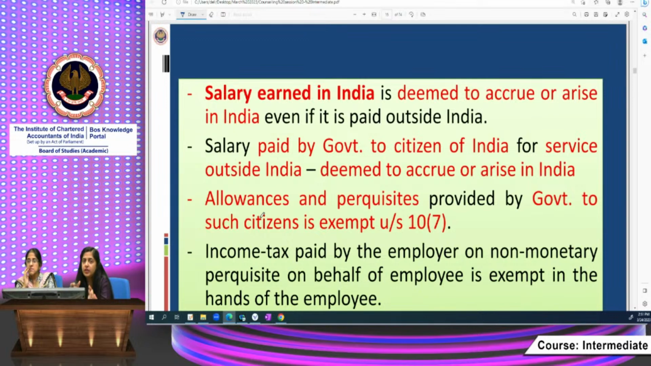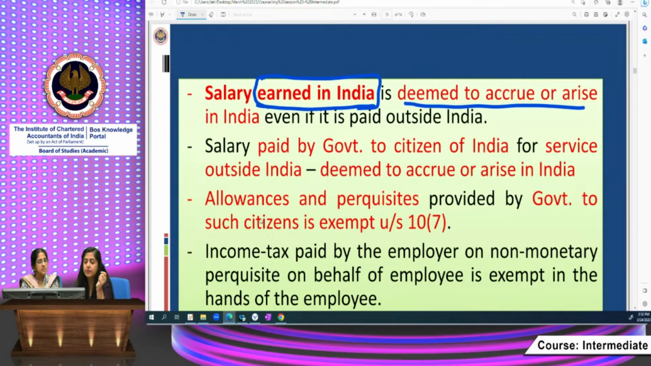So in the first place, salary is taxed on the due or receipt basis, whichever is earlier. Any salary which is earned in India is deemed to accrue in India. Even if you have received the salary outside India, but you have earned it in India, that will be taxable in India.